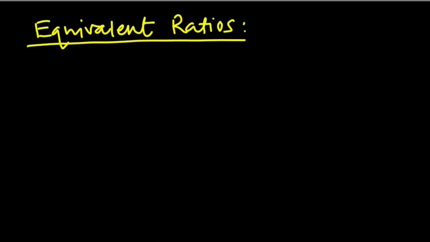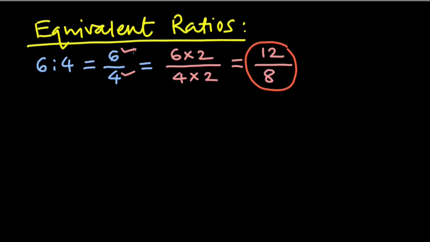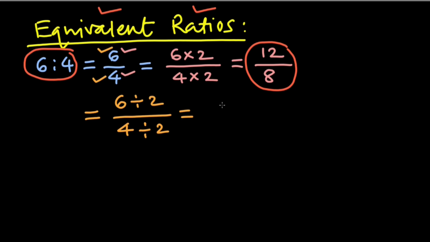Now we will talk about equivalent ratios. Suppose we have a ratio 6 ratio 4, which is 6 by 4. If I multiply this 6 by 2 and this 4 by 2, we get 12 by 8. Here 12 by 8 is called an equivalent ratio of 6 ratio 4. If we divide this 6 by 2 and this 4 by 2, we will get 3 by 2. This 3 by 2 is also an equivalent ratio of 6 ratio 4.